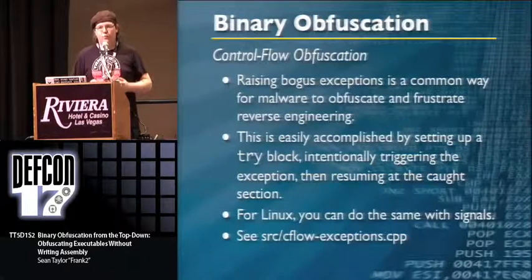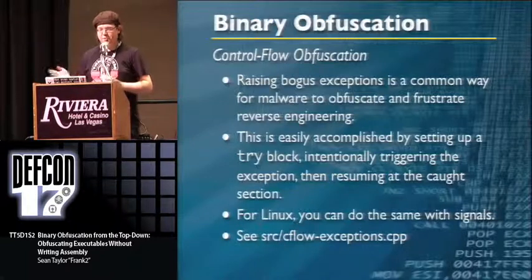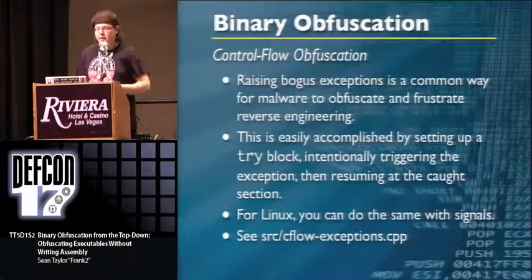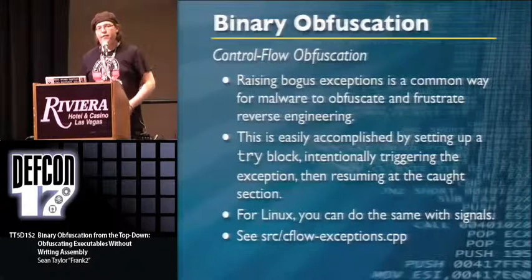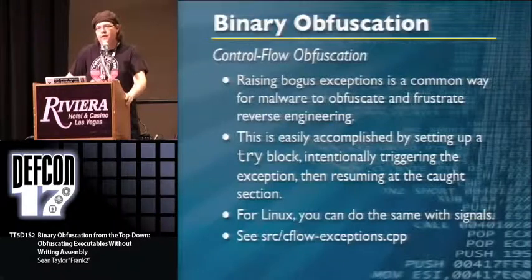Raising bogus exceptions is one of those cases where anti-debug crosses over with obfuscation, because what you can do is add a whole bunch of junk data into your code again, which will add a whole bunch more red herrings. This is very easily accomplished. You set up a try block, and then you execute a bogus exception, for example a divide by zero exception. You can do the same thing with signals in Linux, raising a bogus SIGHUP or just any sort of general signal.